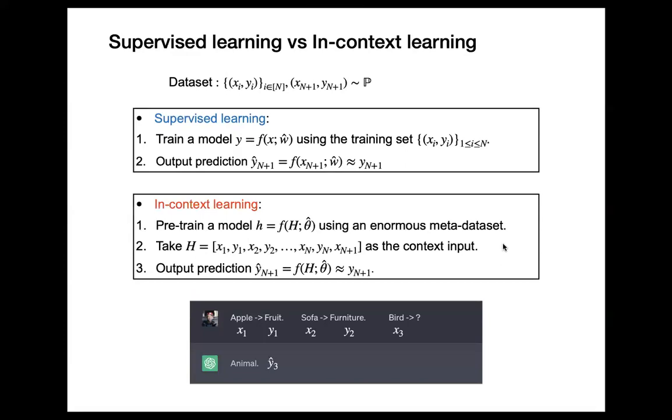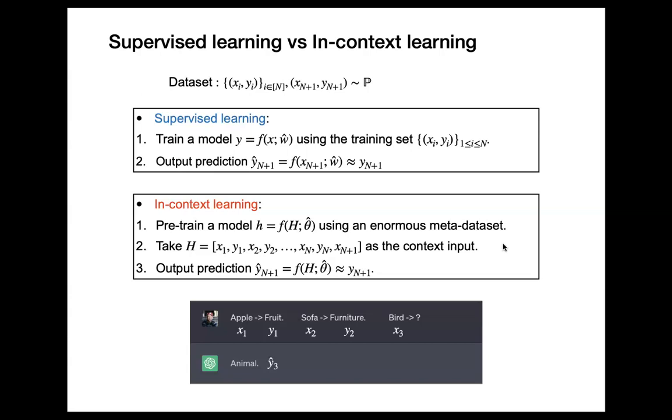And in-context learning is more similar to a meta-learning approach, where in the first stage, people pre-train a very large model using a huge meta data set. Then, given a data set, we just input these (x_i, y_i) pairs into the prompt, into the input sequence, and then query x_{n+1}. And we hope that this large language model gives us a prediction y hat_{n+1}, which is very close to y_{n+1}. In this example, you can think of apple as x1, fruit as y1, bird as x3, and animal as y3 hat.